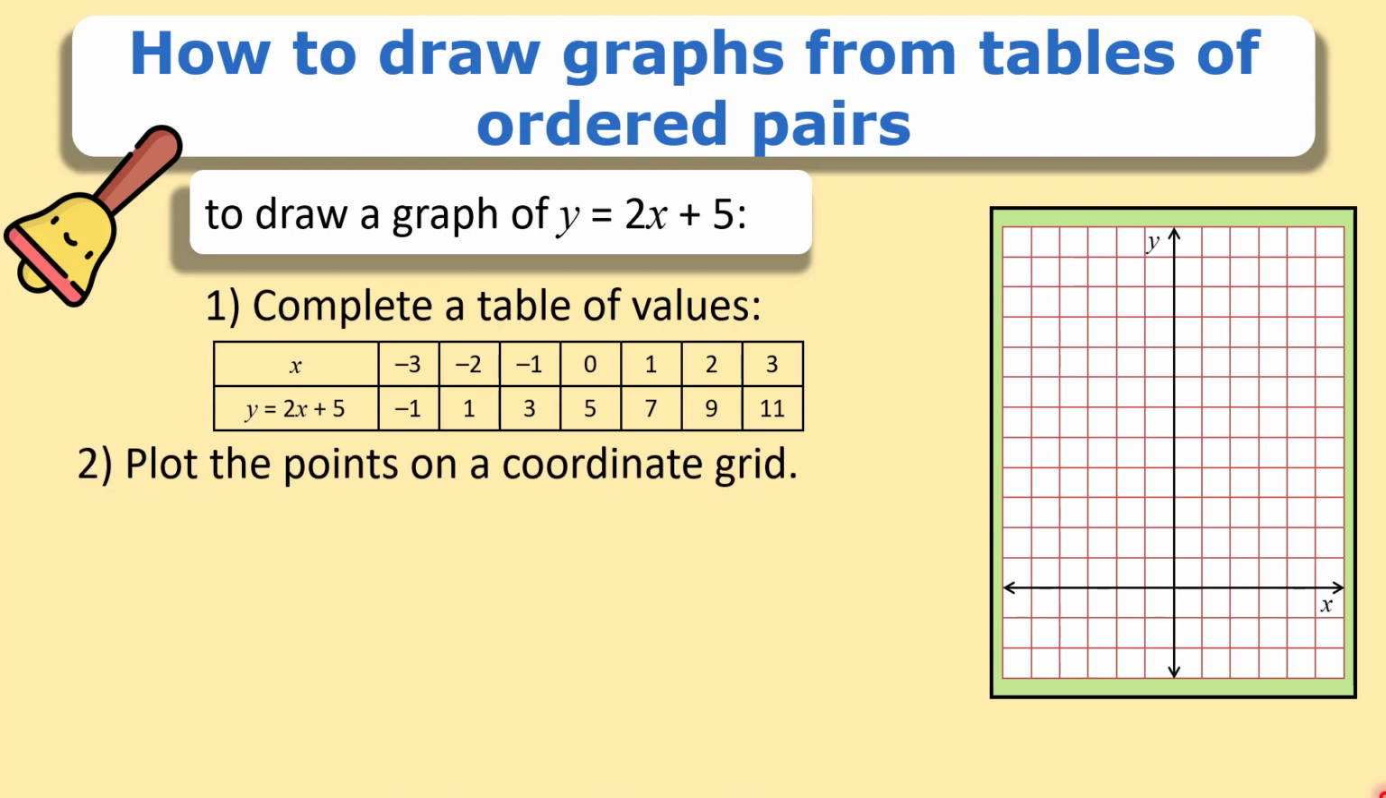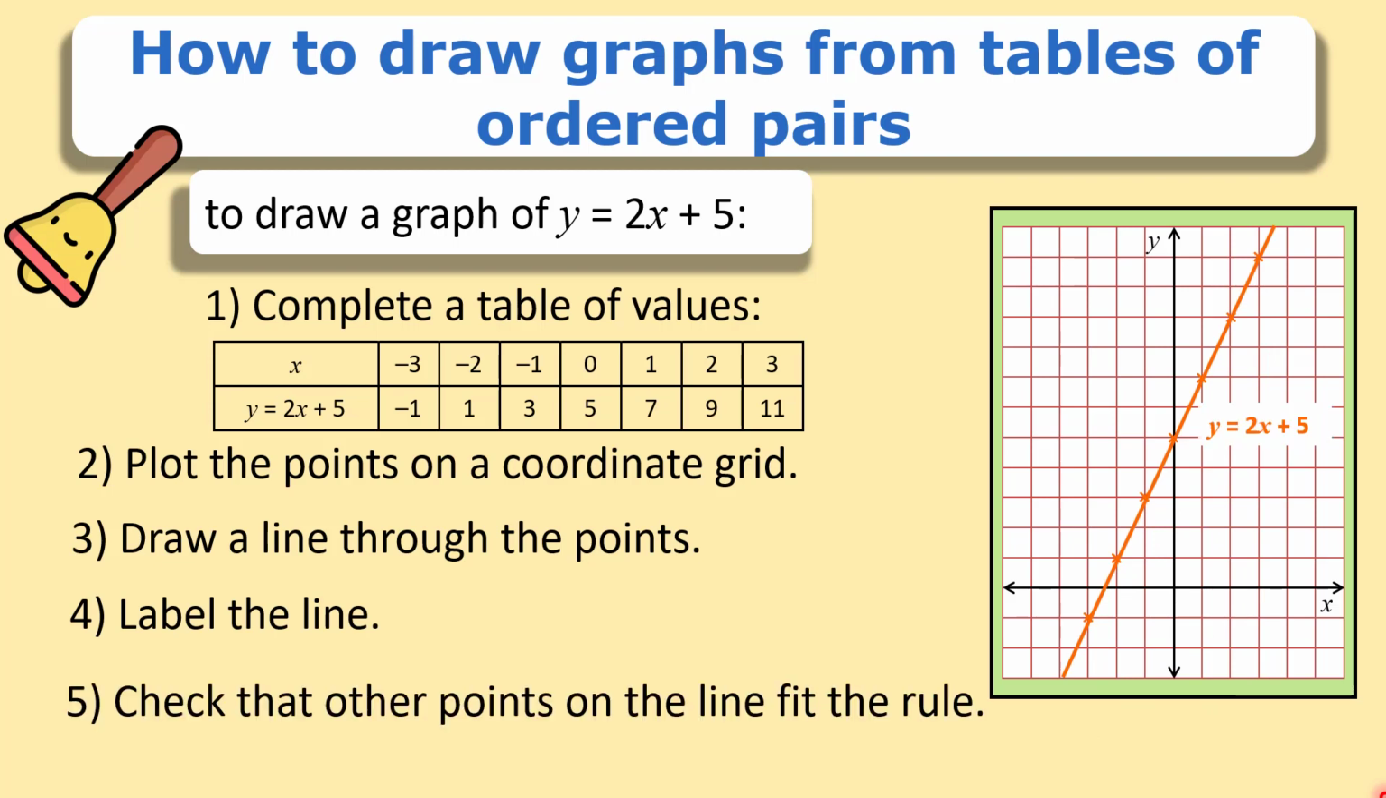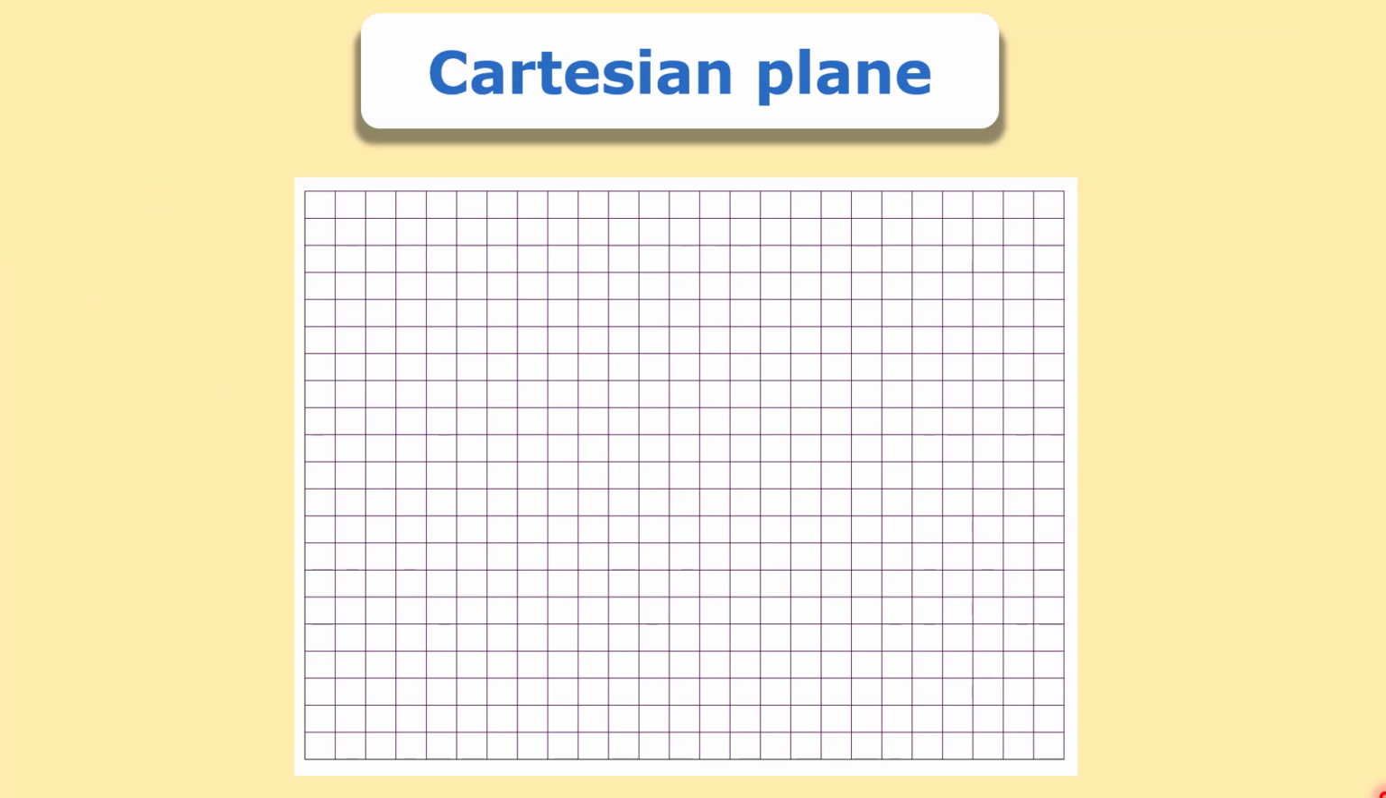We plot the points on the coordinate grid. Each point consists of 2 coordinates. We draw a line through the points and we label the line. We check that the other points on the line fit the rule. This coordinate system is called the Cartesian plane.